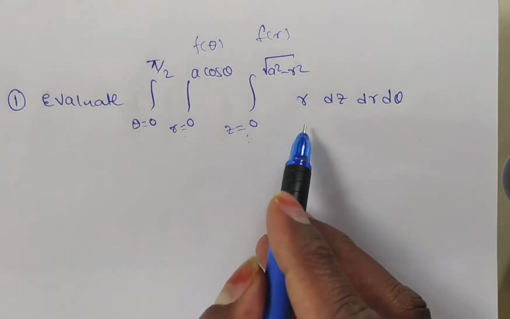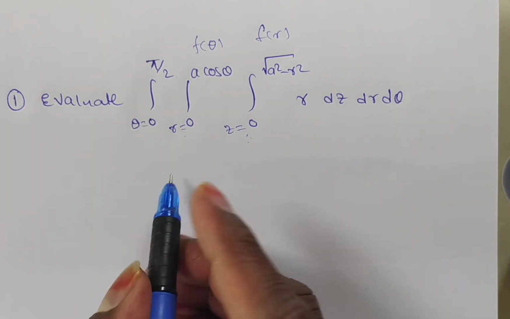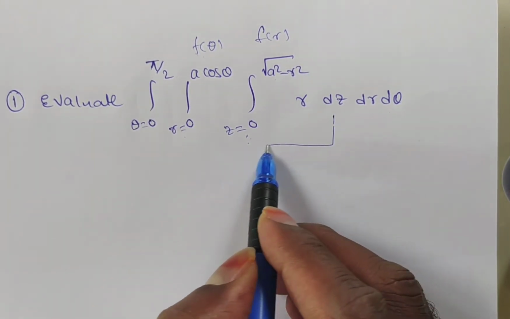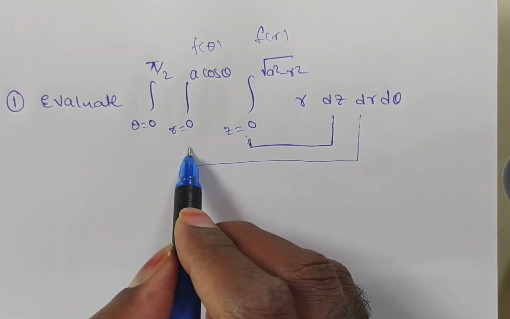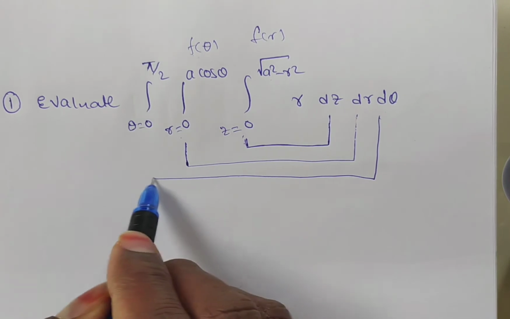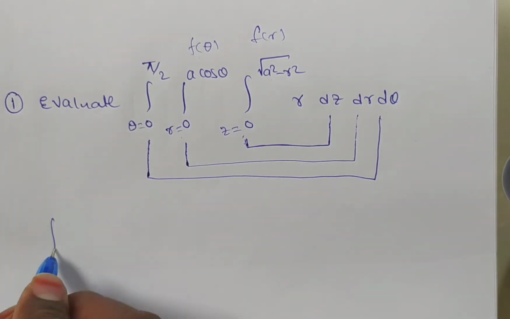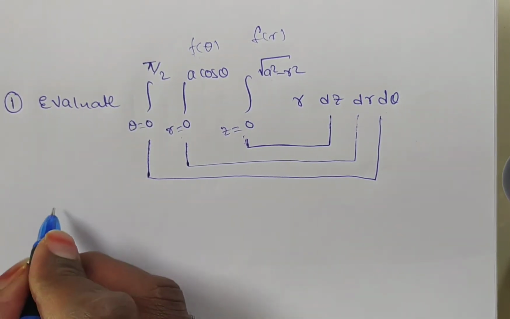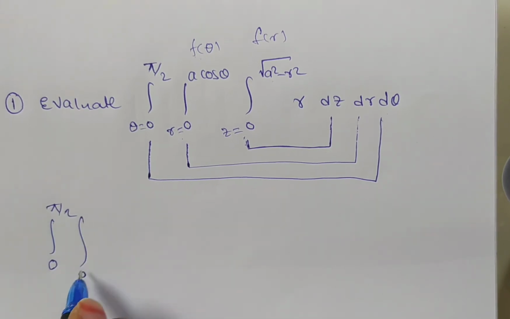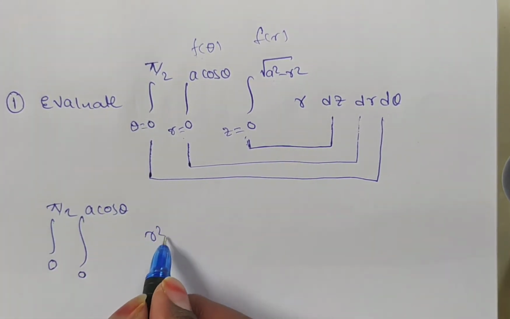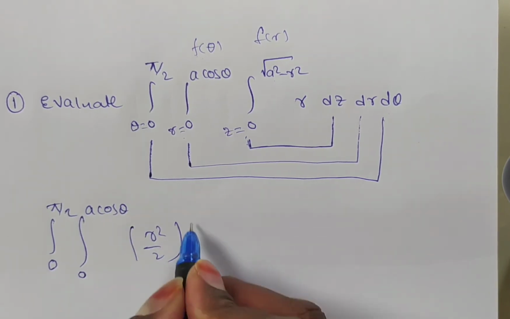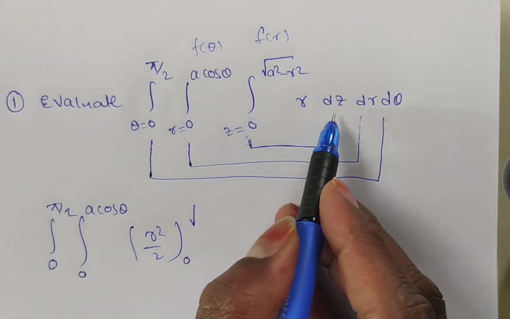Now we have to integrate. First you observe it is having dz, so first you have to integrate with respect to z, and later with respect to r, and then with respect to theta. So first I am solving this problem. Limits from 0 to pi by 2 and 0 to a cos theta. Now the r integration is r square by 2.